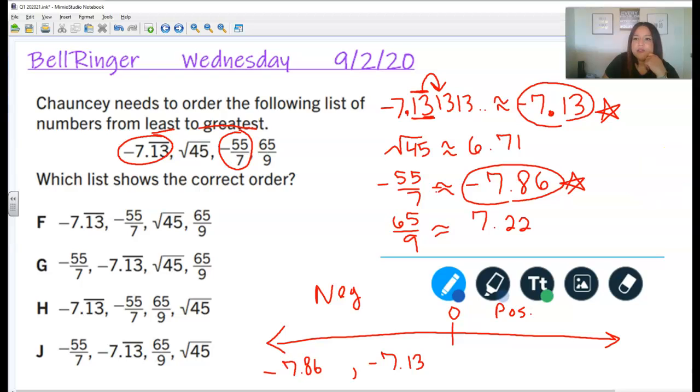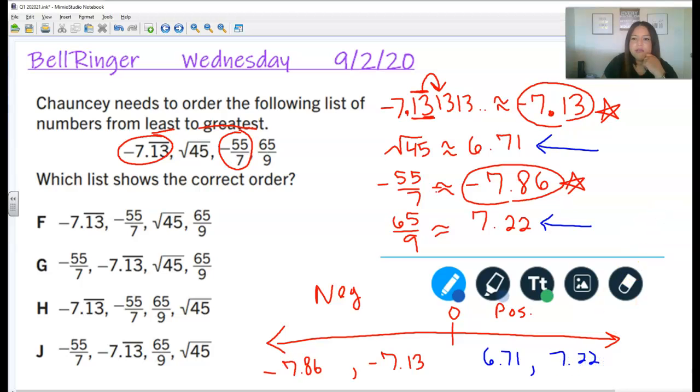Now I need to go ahead and move on to my positives. So I have a positive right there, and I have a positive right there. So on the positive side, which of these 2 is closest to 0? Closest to 0 would be 6.71. So I'm going to go ahead and put 6.71. And then next I have 7.22.